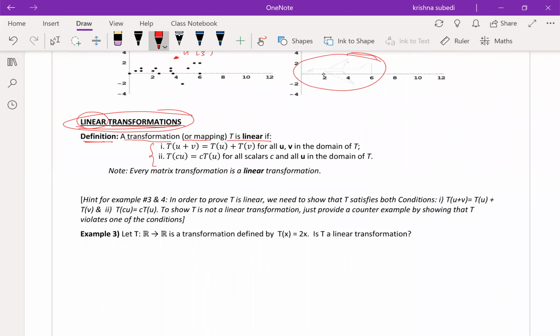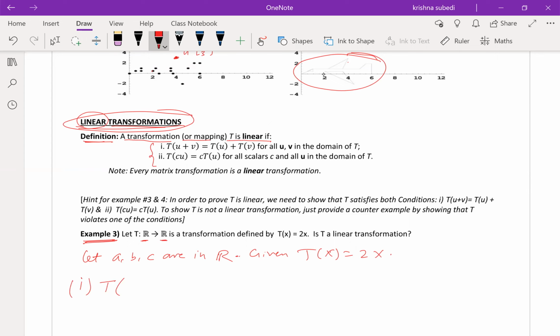For example, this is the last question we'll be doing for today. T from real numbers to real numbers is a transformation defined by this. Is T a linear transformation? Okay, we want to check it. So first of all, let us consider two vectors. But since this is R, it's a real number, you can consider that. A, B, and C in R, okay? Real numbers, scalar. So given T of X equals 2X, this is given. Now I want you to check these two conditions.